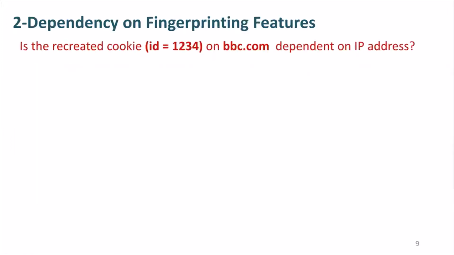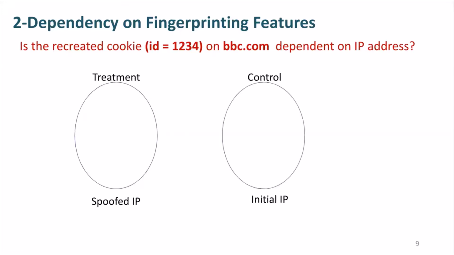Next, we analyze the dependency between the respawned cookie and the studied fingerprinting features. For simplicity, let's take the example of the cookie ID 1234 that appears on bbc.com. Let's say that the question we want to answer is whether the cookie is dependent on the IP address. The logic is simple. If we want to prove the dependency between the cookie and the feature, what we can do is change the value of the feature and check whether the cookie is changing as well. To add certainty, we can set the feature back to its initial value and check if the cookie is back to its initial value.